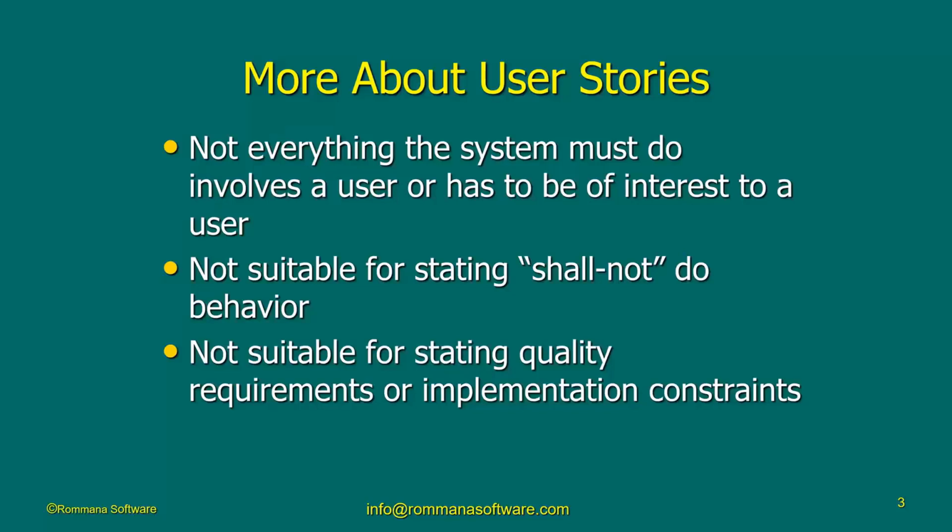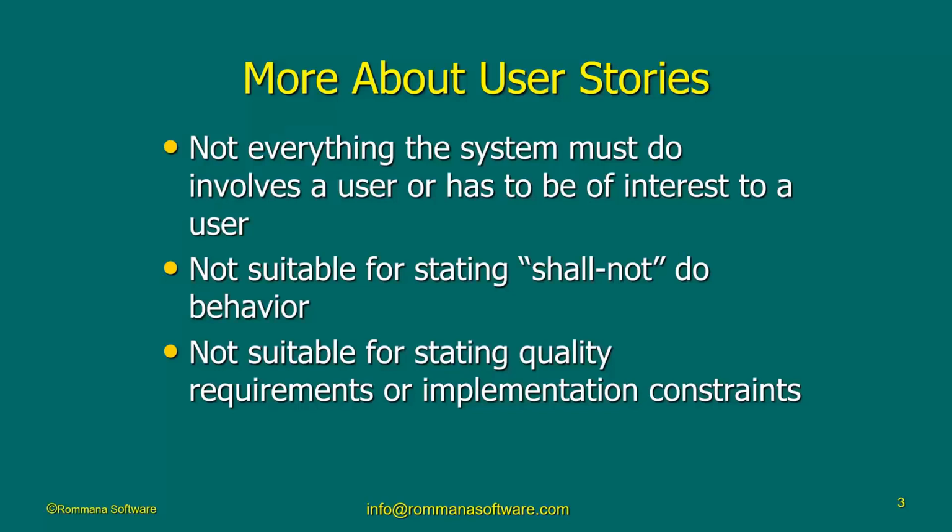The last thing I'm going to say, that we all know, I don't know if we all know or not, is that user stories are not suitable for stating quality requirements. What I mean by quality requirements, which I'm sure you understand, are things like performance requirements, security requirements, safety requirements. Why? Because none of those really involves the user. There's a difference between what we want the system to do, and how well we want the system to do it.